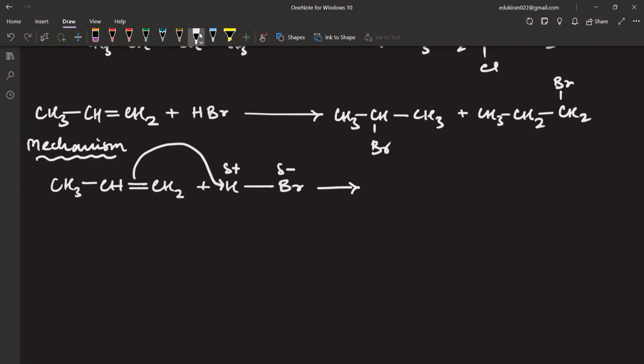And what you will be getting is a product like this. Now when hydrogen is getting the electron, what will it do? It will lose the electrons of Br like this. So Br will be getting both the electrons of the bond. And now what can happen? You can form two different types of product.